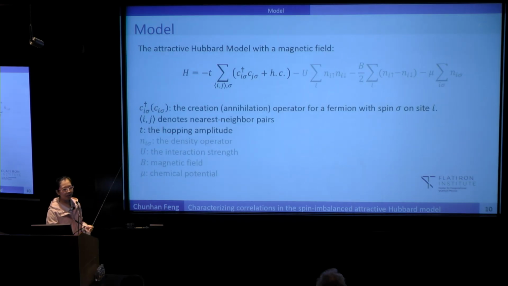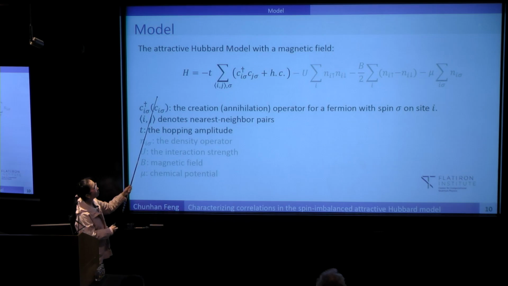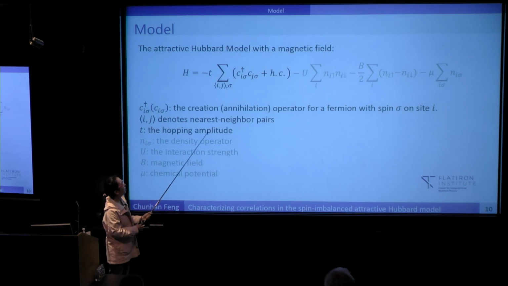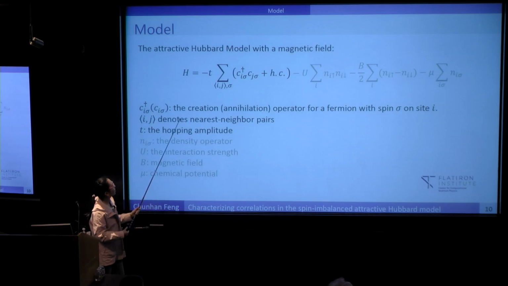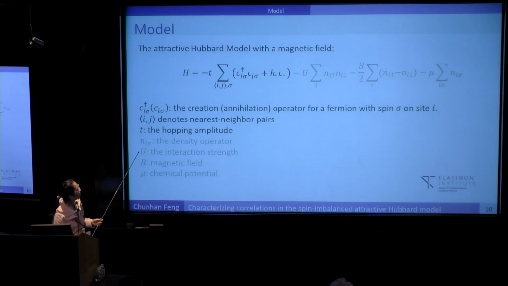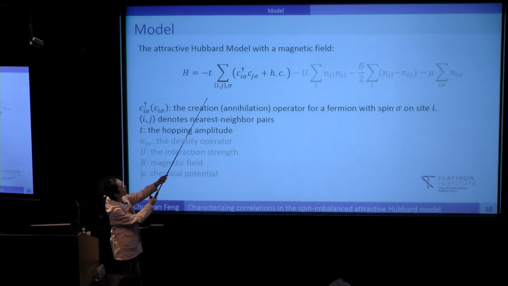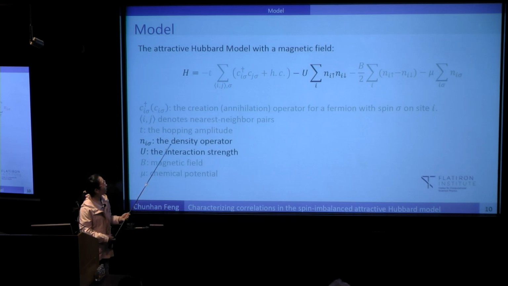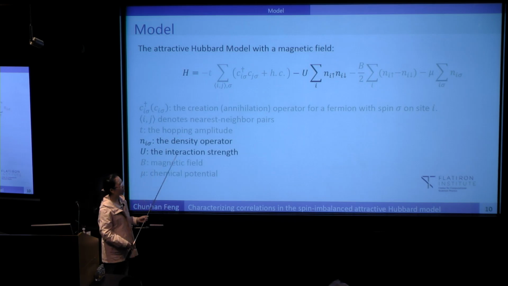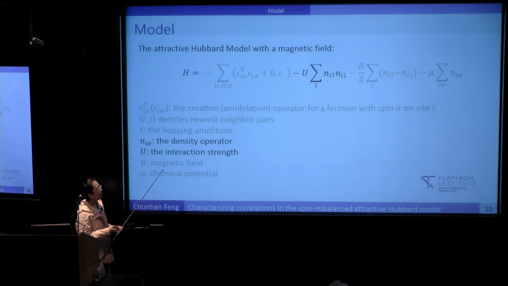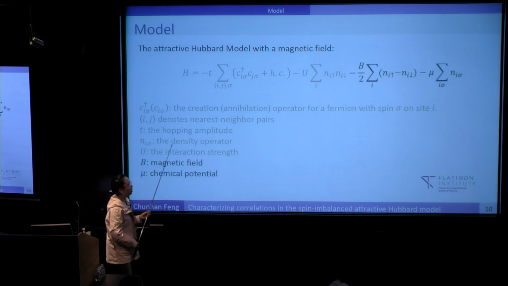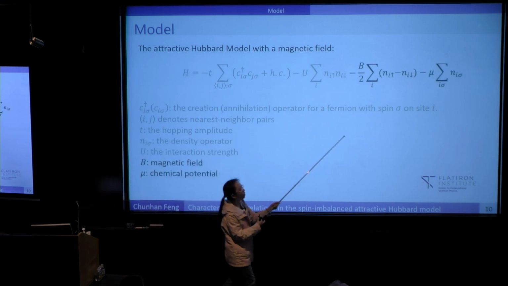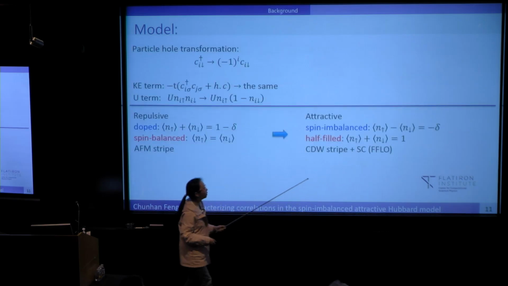Okay, so now let's quickly review the model we studied here. It's basically an attractive Hubbard model with a magnetic field. c_{i sigma} dagger and c_{i sigma} are the creation and annihilation operators, and ij denotes the nearest neighbors, and t is the hopping strength. The next term is the interaction term, U is the interaction strength, and n_{i sigma} is the density operator. And finally, we will also have the magnetic field term and the chemical potential term.